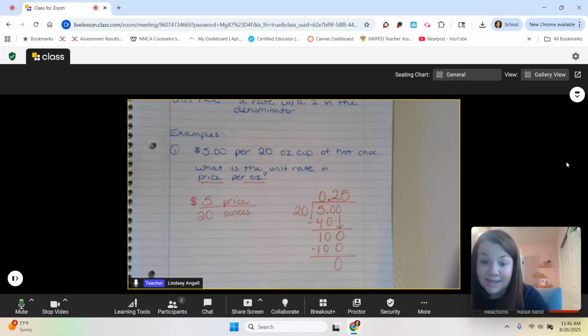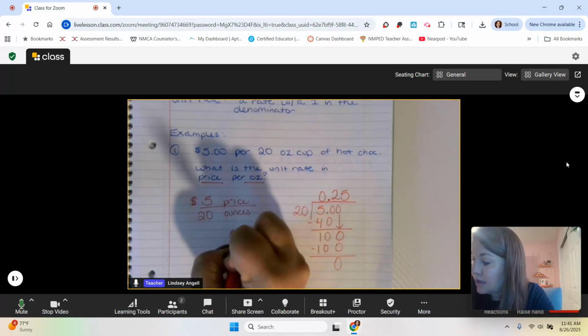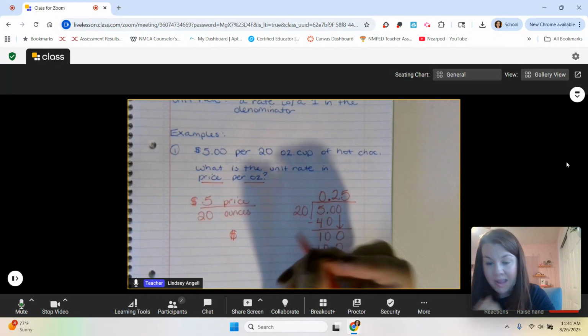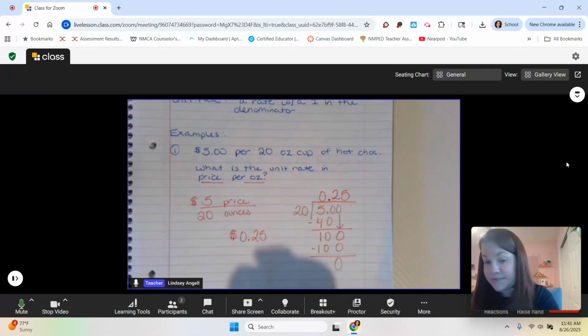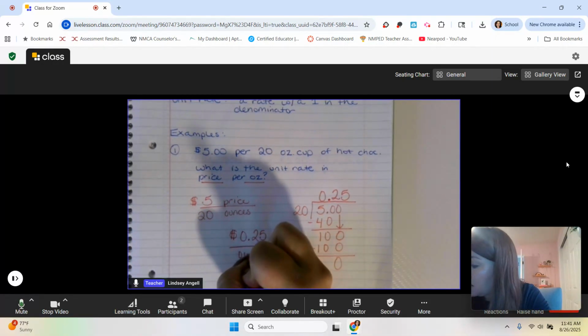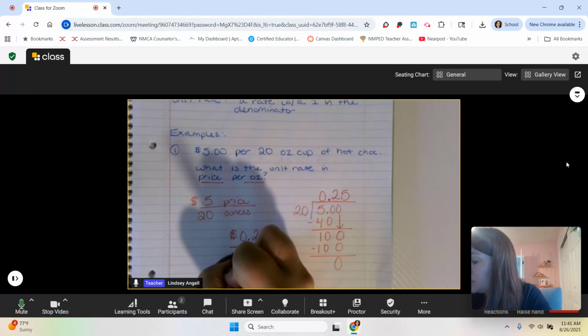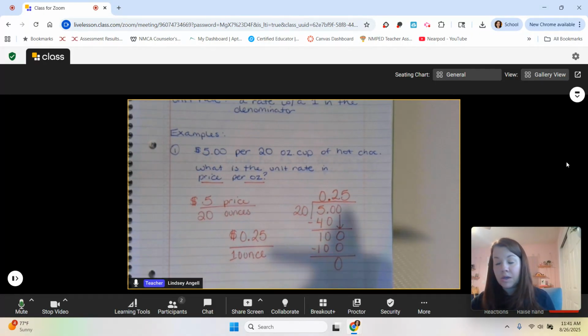So what this tells me, and I could write this a couple different ways, but I could say, here's my price, right? The price is 25 cents per ounce. And if you wanted to, you could put the number 1 there, but you could leave it off also, right? If there's an ounce there, it's understood that there's 1 ounce. Okay, so it's 25 cents per ounce.